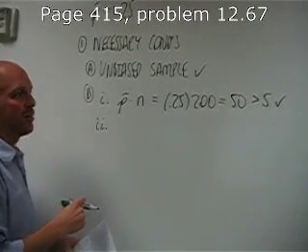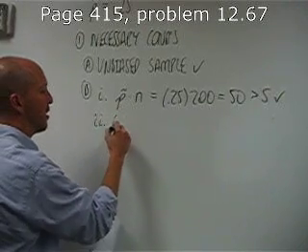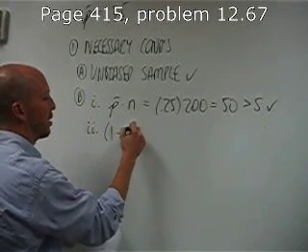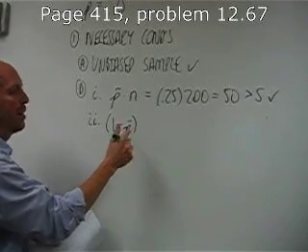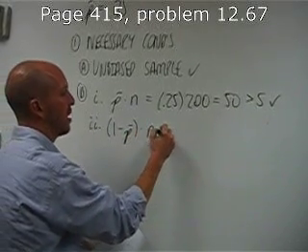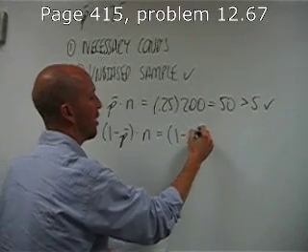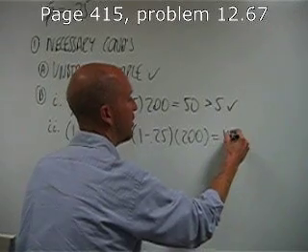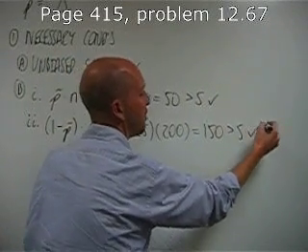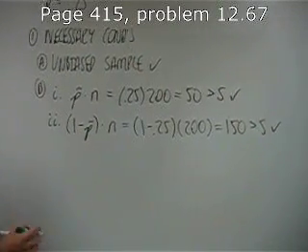Our other sub-condition is that the expected number of subjects in the sample that do not meet the criteria is also greater than 5. To find that, we find 1 minus P tilde, which gives us the hypothesized proportion that don't meet the criteria, times the sample size again. So it's 1 minus 0.25 times 200, and that will be 150, which of course is greater than 5. So it looks like our necessary conditions hold.